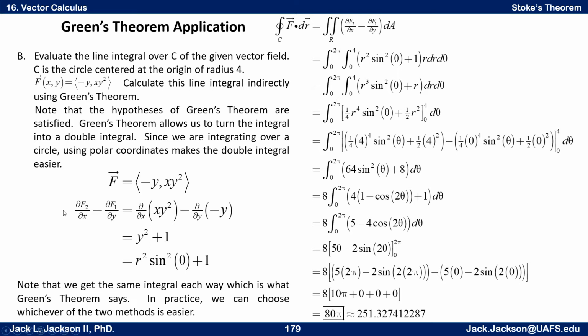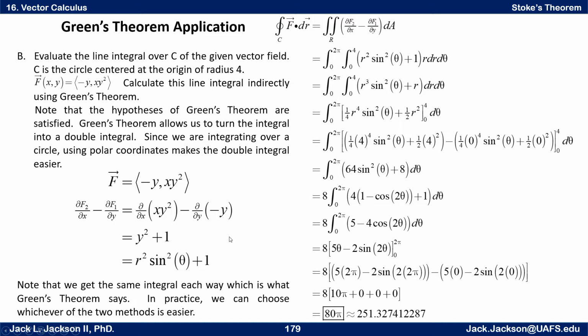So let's go ahead and find this. This is the partial derivative with respect to x of the second part minus the partial derivative with respect to y of the first part. So let's see. When you do the derivative of this part with respect to x, you get y squared. Do the derivative of that part with respect to y, you get -1. That negative makes it plus. So we get y squared plus 1.